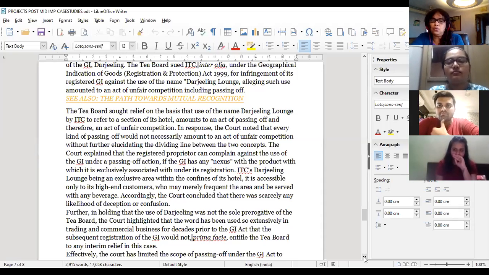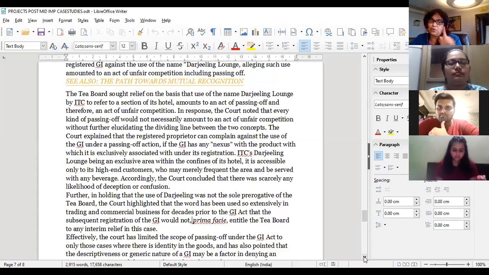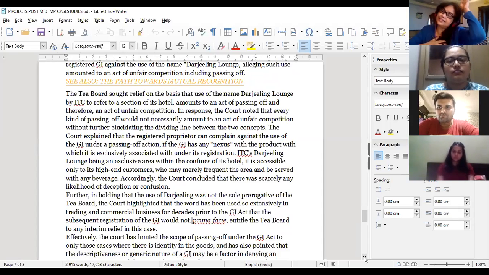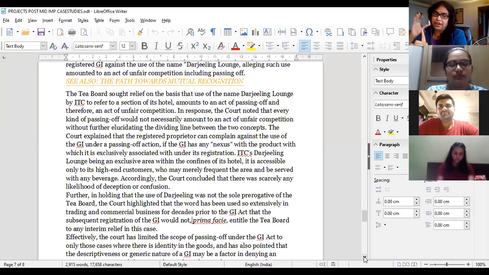So further, in holding that the use of Darjeeling was not the sole prerogative of the tea board, you have to write this in the answer, 15 marks. You have to write this. Though the use of the word Darjeeling was not the sole prerogative of the tea board. So if I am the defense for the 5-star hotel utilizing the name Darjeeling, I will argue in the court that it is not the sole prerogative of the tea board. My clients have the authority to utilize a word which is India's pride.